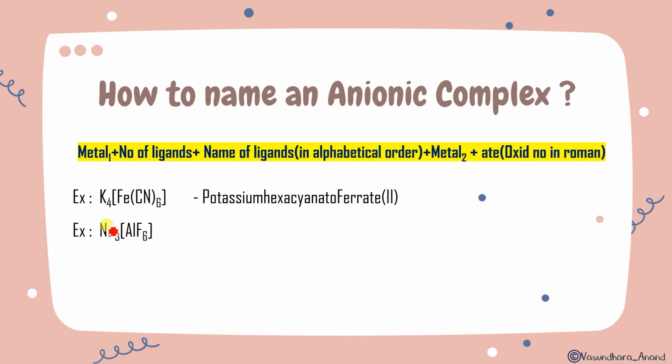So this is sodium, and then hexafluoro. Fluoro or fluorido, you can use both. So hexafluoro, and this is aluminate. Aluminium will be aluminate over here. And what will be the oxidation number? Yes, very good, it is 3. So sodium hexafluoroaluminate(III). This is the way to name the anionic complex.